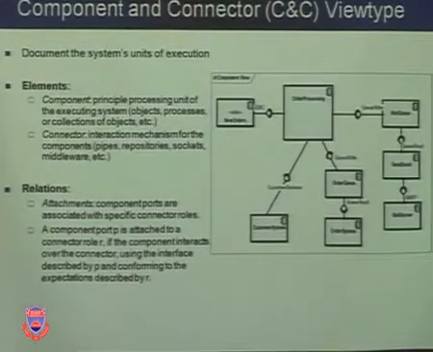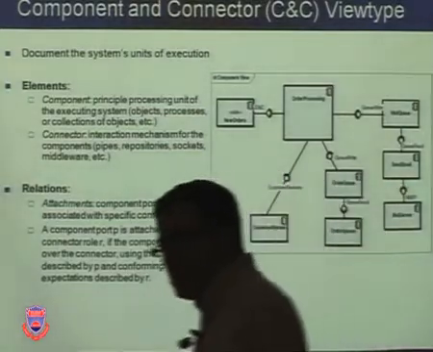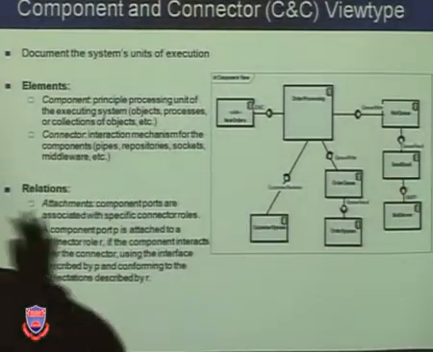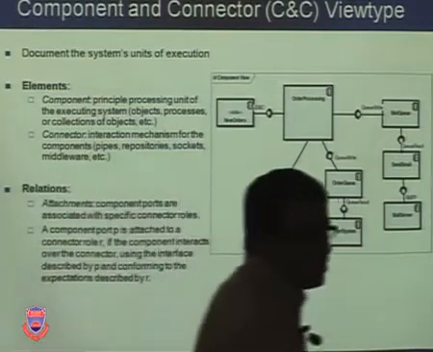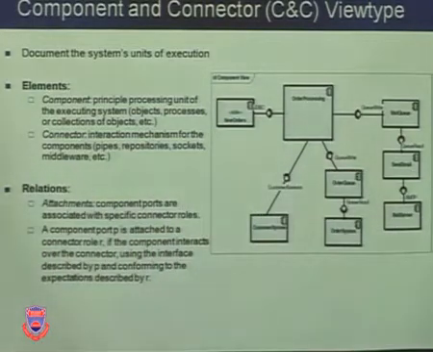It documents the system's units of execution. It looks at the system from the runtime perspective. The system is running, and it typically visualizes what the units of execution are. So typically the elements are components and connectors, therefore it's called component and connector view type. The relation is an attachment relation.